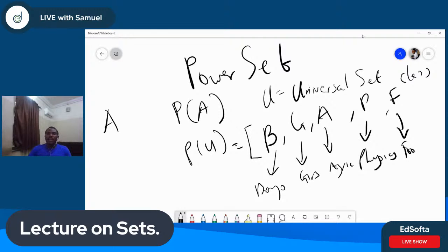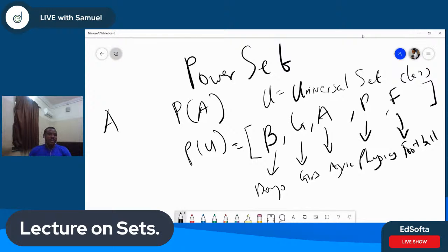So if you have a set that contains those different subsets, that set is called a power set of the universal set. The universal set contains all the elements, but the elements of a power set are sets. The elements of a power set are possible sets.